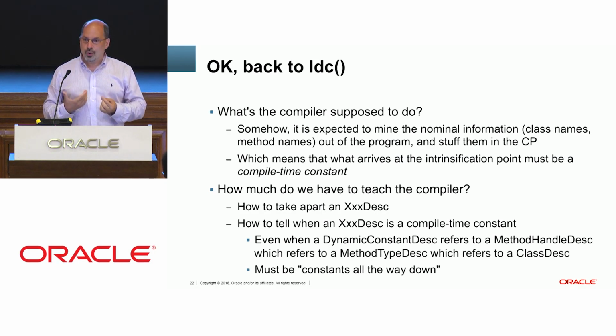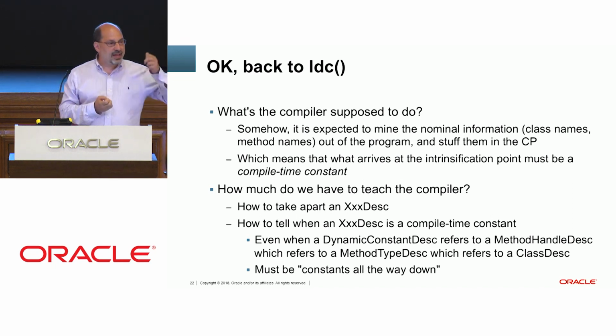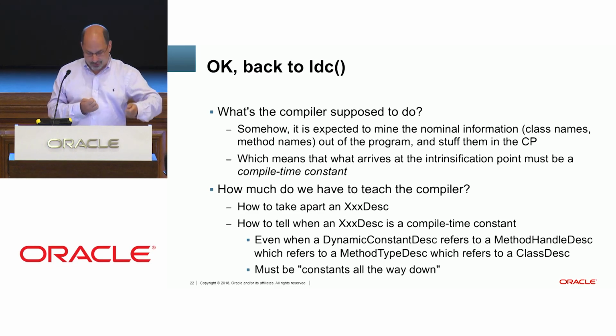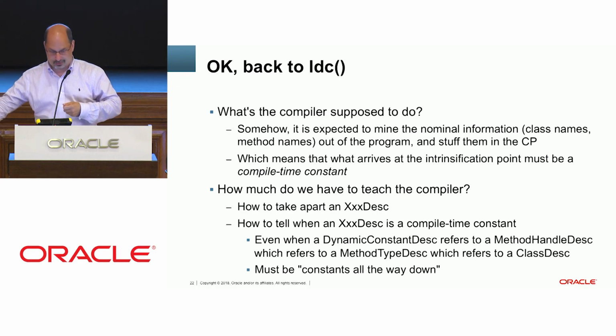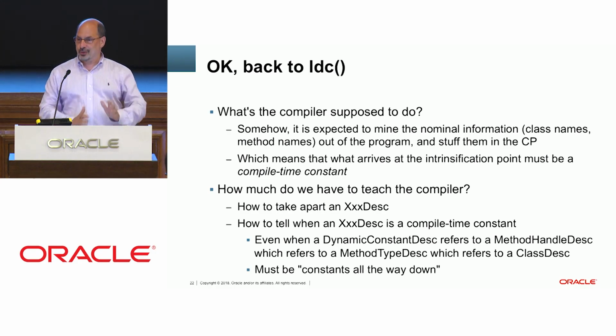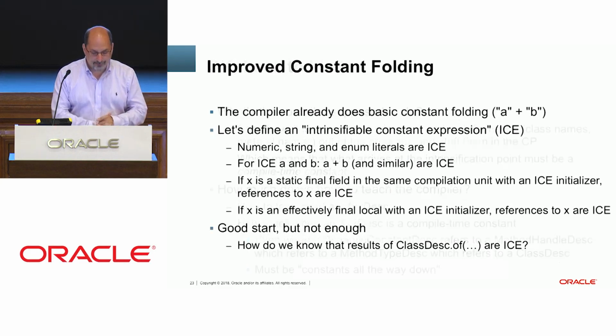So what do we have to teach a compiler in order to be able to do this trick that I just described? Well, we have to teach it how to take apart these descriptors. That's easy, because these classes are really dumb. We have to teach it how to tell whether one of these descriptors is a compile time constant or not. And we want that to work even when we have a dynamic constant descriptor that refers to a method handle descriptor, that refers to a method type descriptor, that refers to class descriptors, that refers to strings. In other words, it has to be constants all the way down. So we have to teach the compiler about that.